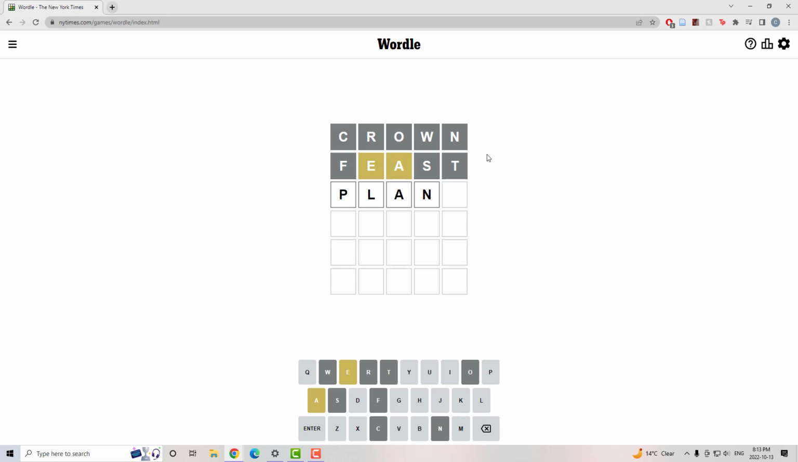So I got feast. From there, I put in plain, but then the A would be in the same spot, so I switched it up and I went to plead. Found the right spot for the A, the E is still wrong, and now I have an L in the wrong spot. Could be worse.